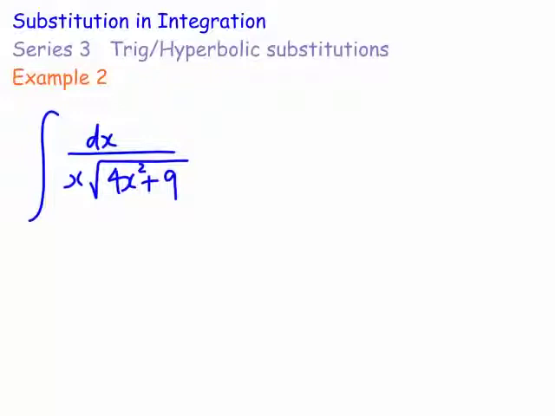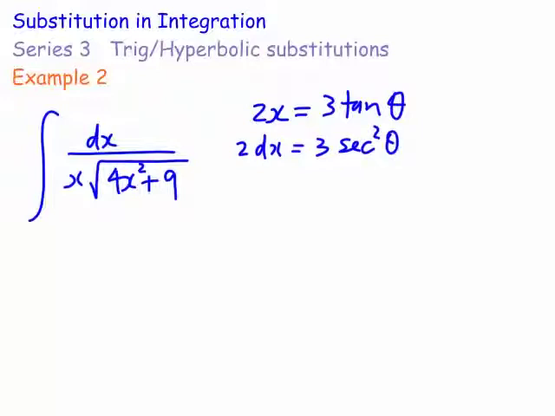Okay, so let's have a look. We know u is 2x, so 2x would equal a tan theta. Now, a you can see here is 3, the square root of 9, so it's 3 tan theta. Now the idea obviously is to get a perfect square underneath the square root so that it will simplify. So here we'd then go, 2 dx is equal to what? 3 sec squared theta d theta.